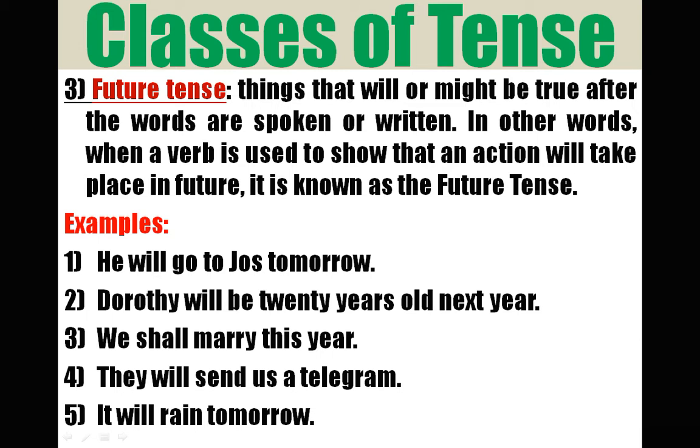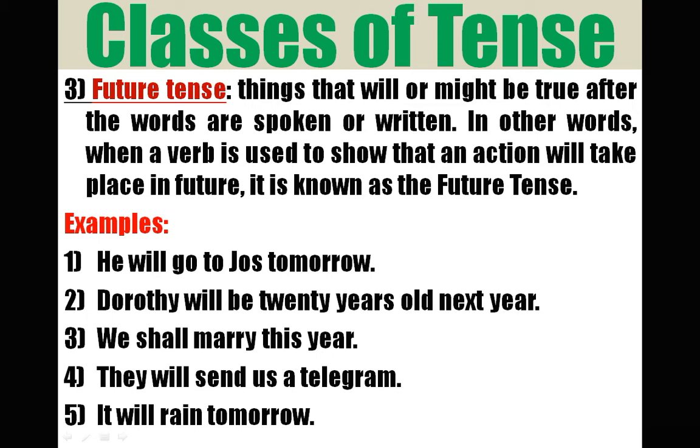Look at the first example carefully. He will go to Jos tomorrow. Jos is one of the states in Nigeria. Now, the verb that indicates that the action will take place in the future here is "will." Now look at the second example. Dorothy will be 20 years old next year. The verb that also indicates that the action will take place in the future is "will."